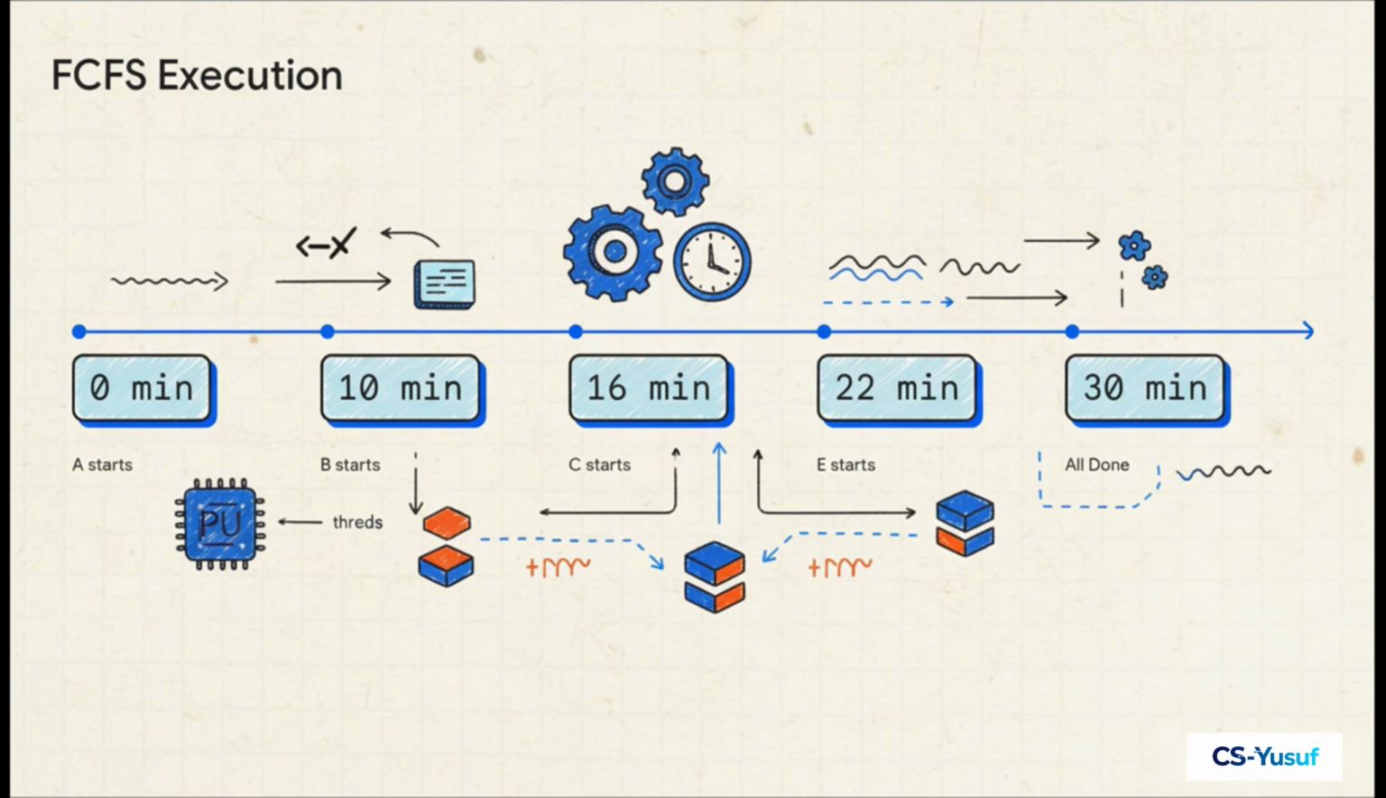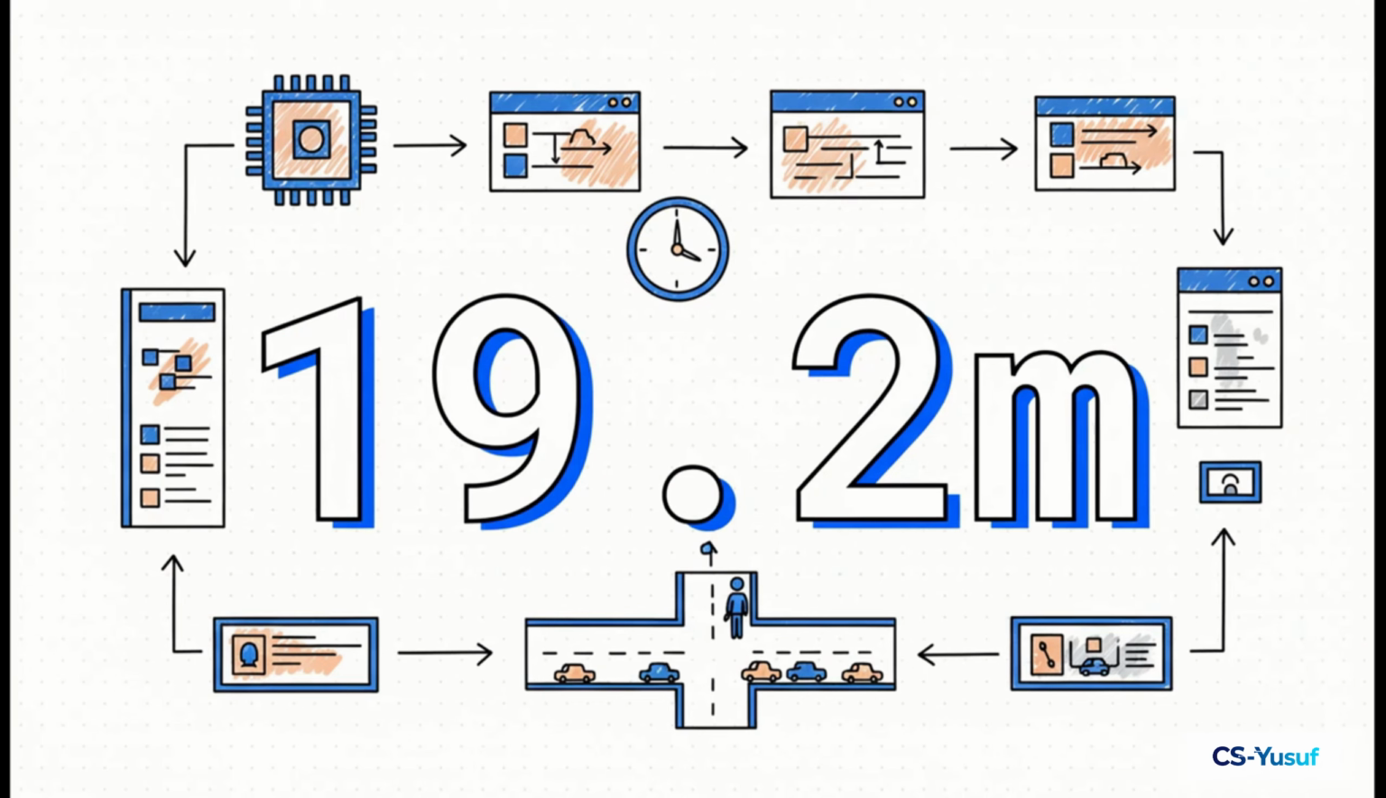This is a classic problem in scheduling. It's called the convoy effect, where a bunch of short, quick tasks get stuck behind one long, slow one. If you do the math, the average time it takes for a job to finish, what we call the turnaround time, ends up being 19.2 minutes. I mean, it gets the job done, but you gotta ask yourself, can we do better?